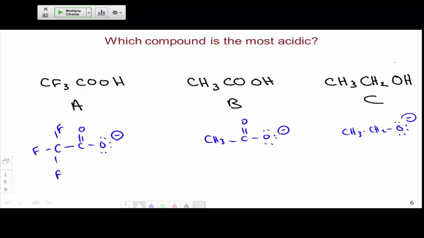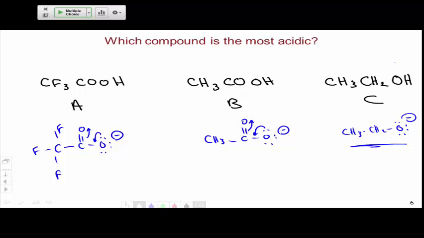Now, by taking another look, I can see that in the ethoxide, which is the conjugate base of ethanol, there is no resonance structure. It's just this compound, the minus charge is localized on the oxygen. Comparing it to this, I can see that there is a resonance structure in there, and the same in here, there is a resonance structure. So at least I ruled out that C could be the most acidic because its conjugate base does not have a resonance structure.